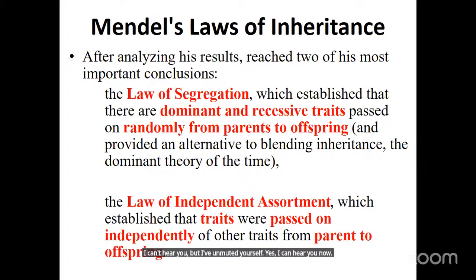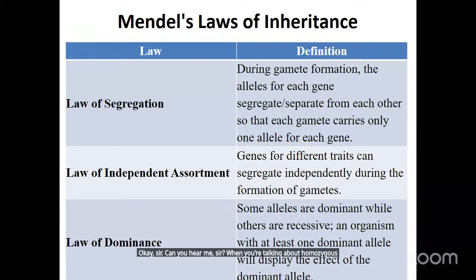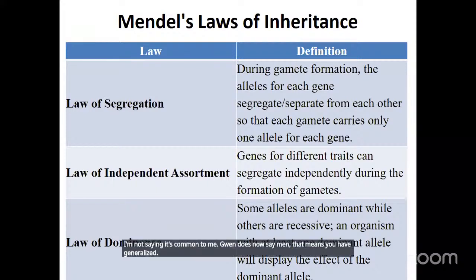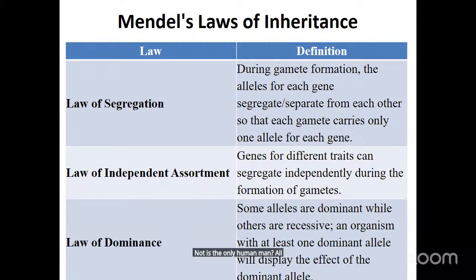When you were talking about hemizygous, a condition when genes are present only in one copy, you said it's common to male. I didn't say it's common to male. When you want to quote, don't misquote. When you now say male, that means you have generalized. Is it only human male or males of other organisms? Okay, so in human, a male is hemizygous for X because you only have one X in your genotype. You don't have two X.